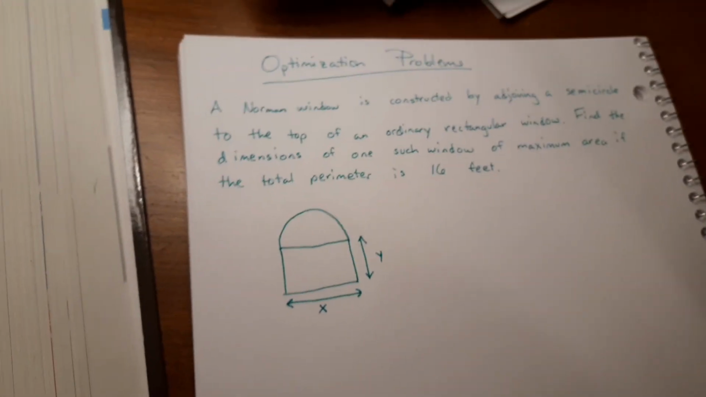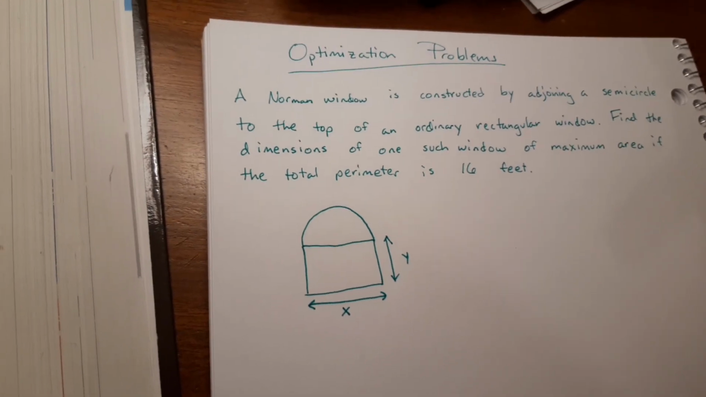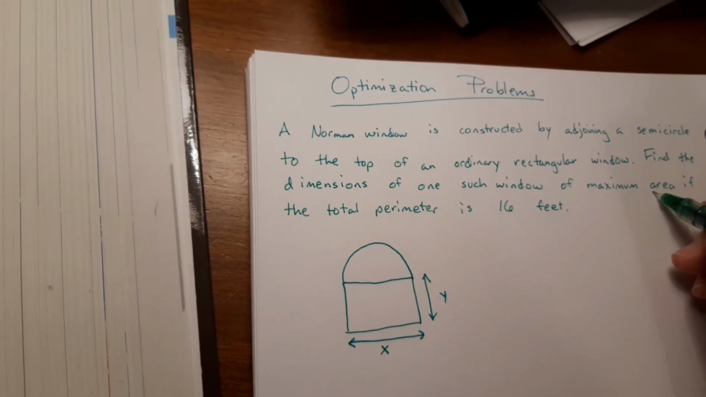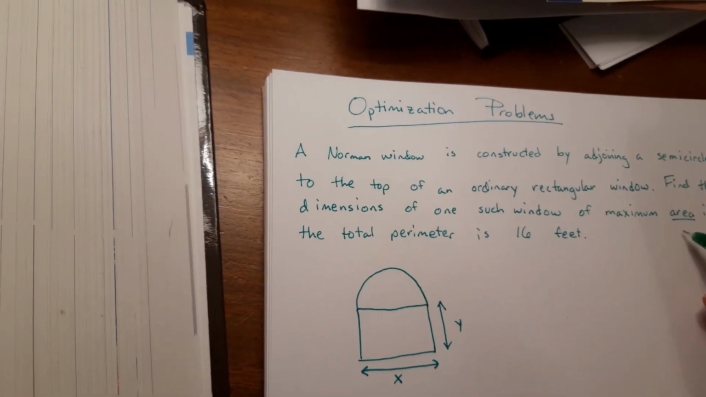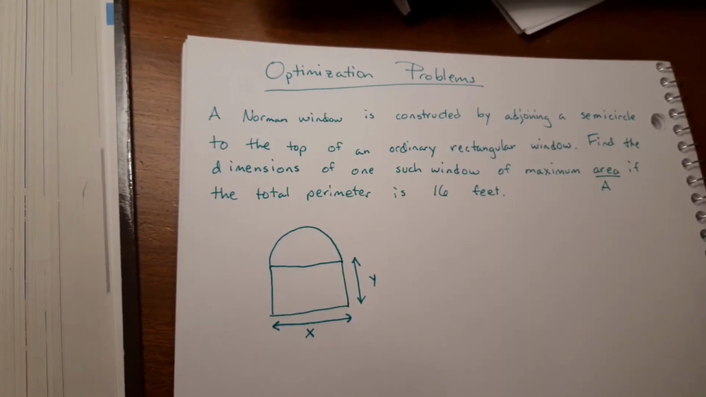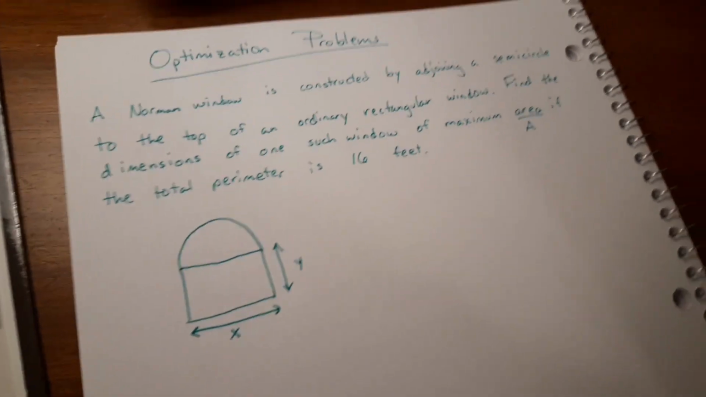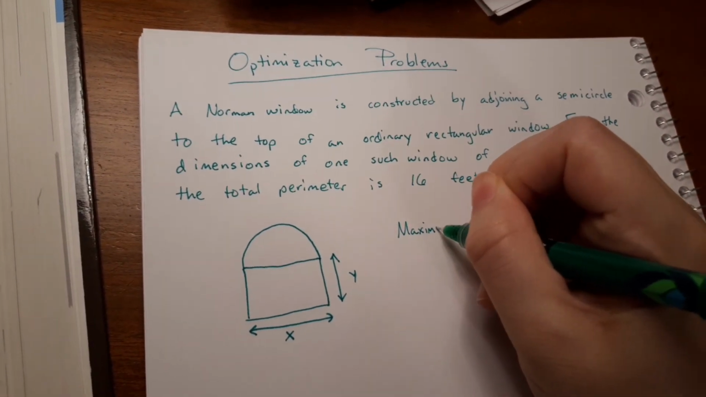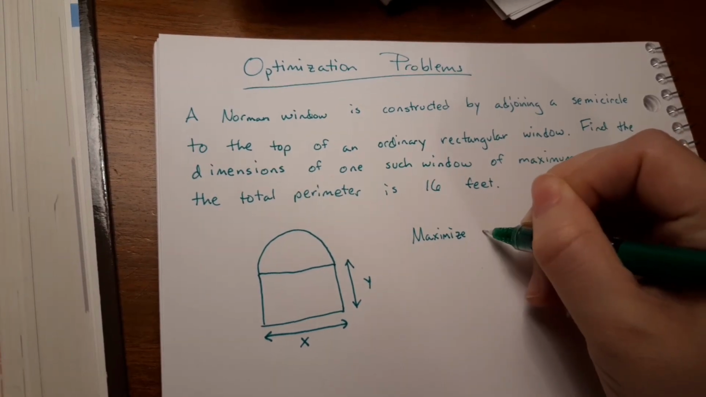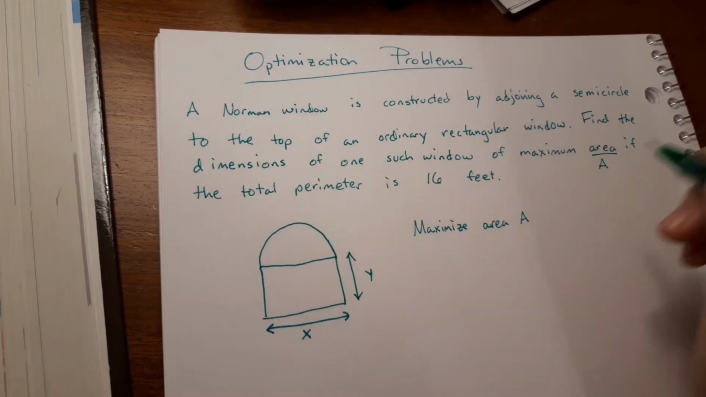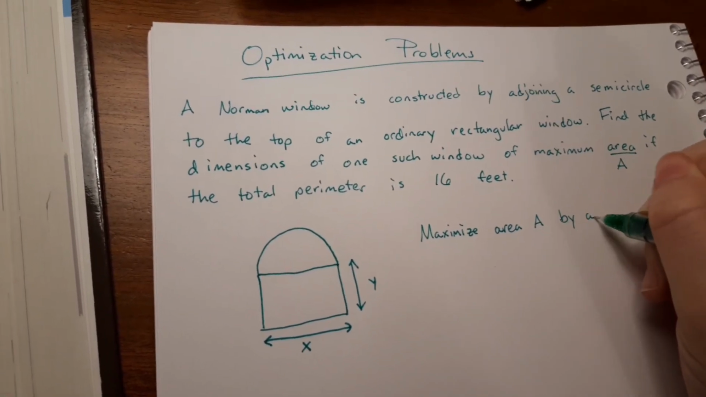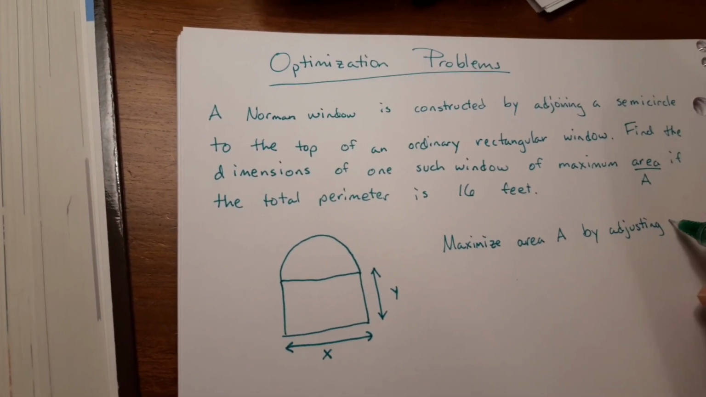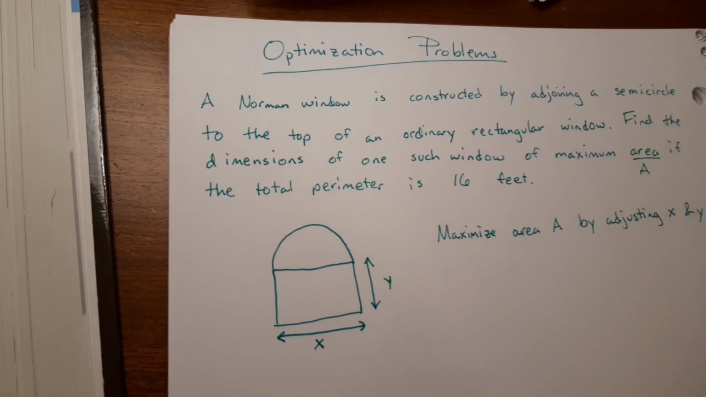So if we go back up here, we ask ourselves, what is the thing we are trying to maximize or minimize? We can see it's the area, so we're going to call that A for area. So let's do this real quick: maximize area A by adjusting the dimensions. Those are x and y.